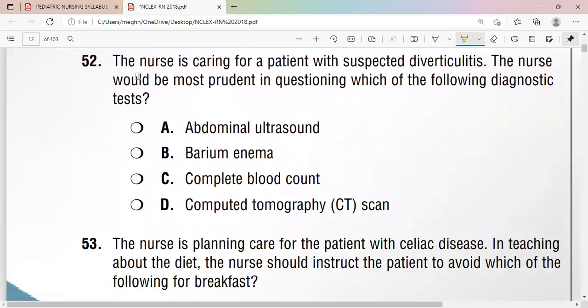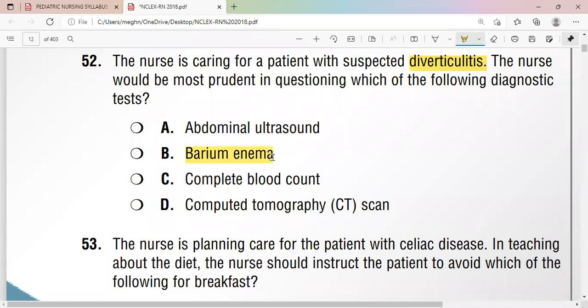Next question. The nurse is caring for a patient with suspected diverticulitis. The nurse would be most prudent in questioning which of the following diagnostic tests: abdominal ultrasound, barium enema, complete blood count, and computed tomography, right? CAT scan. So the correct answer is B, barium enema.